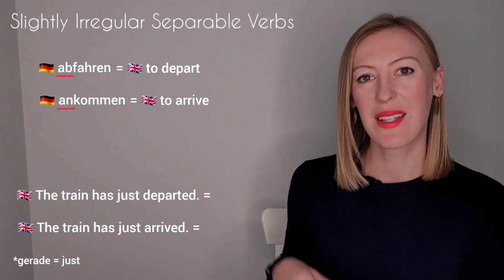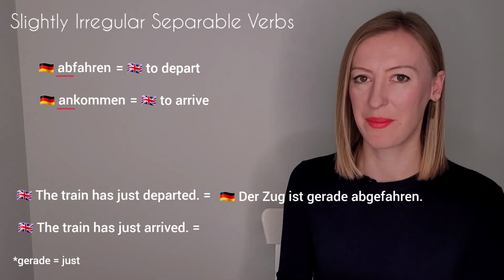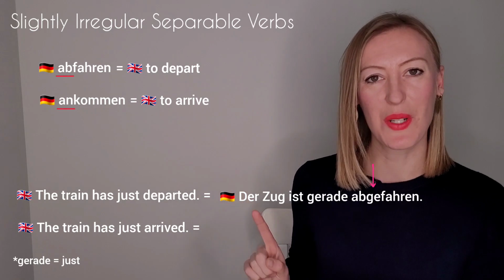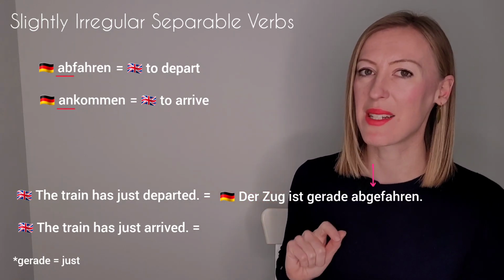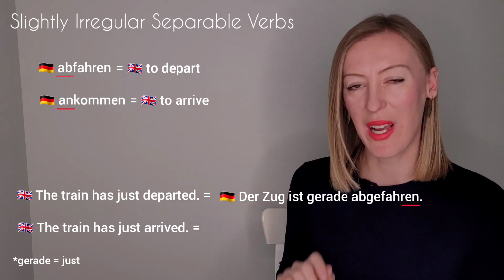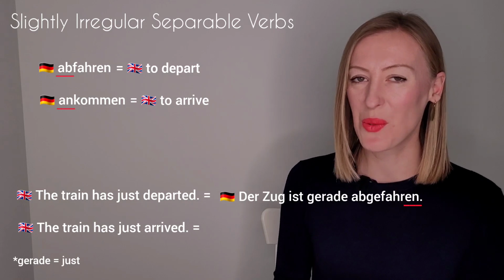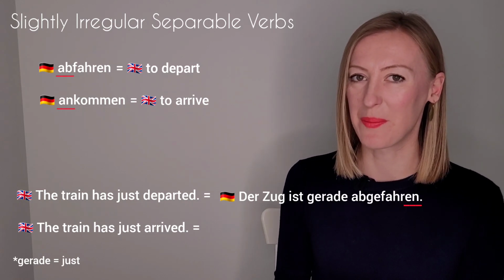Nummer 1. Der Zug ist gerade abgefahren. The ge is in between the prefix ab and the main verb fahren. And fahren is slightly irregular, which is why it ends in an en in the past participle rather than a t. Der Zug ist gerade abgefahren.